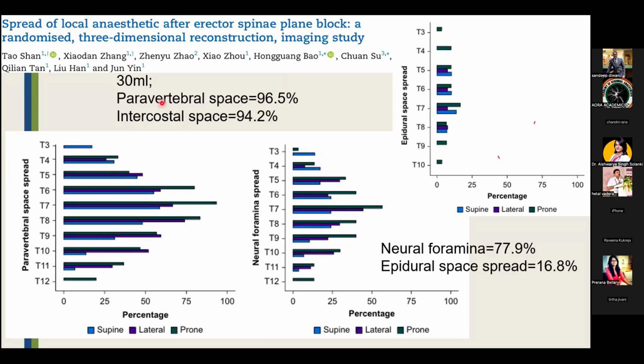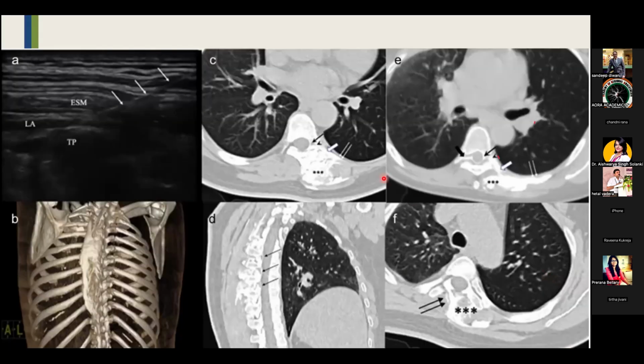Another study, a recent one, this is in the British Journal, and you can go through it. 30 ml they injected. They found the paravertebral space 96.5% of the times, and intercostal space 94.2% of times. The neural foramina almost 77%, and epidural space 16%. So that was the spread with around 30 ml of contrast which was injected. And what they found was that though for the dorsal rami there was a craniocaudal spread, they also found the drug going into the intervertebral foramen and into the epidural space and sometimes into the contralateral space.